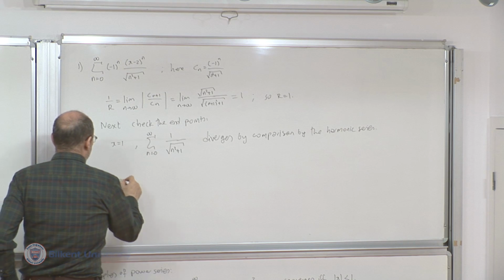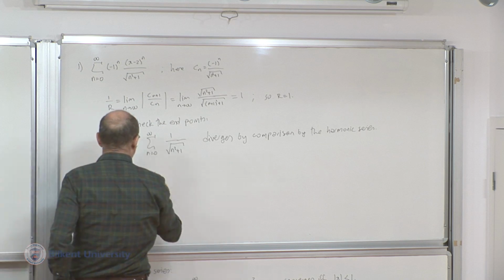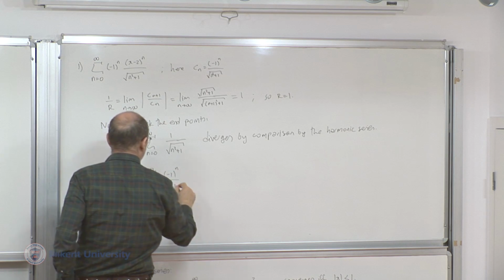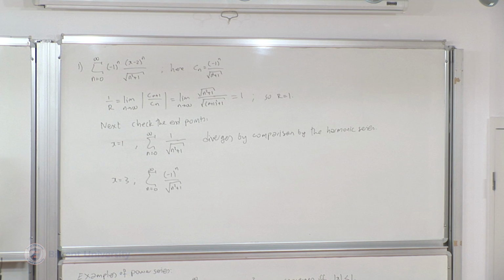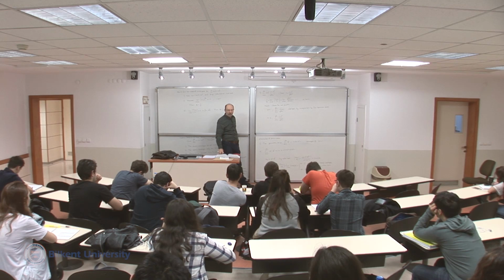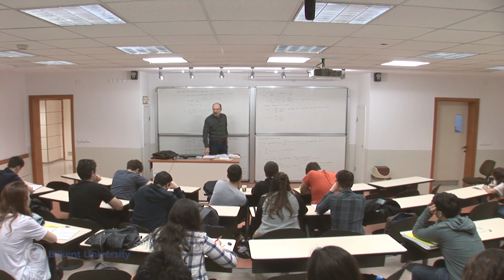Okay, so let's look at the other endpoint. Here, 3 minus 2 is plus 1, so I have only this: minus 1 to the n over square root of n squared plus 1. So somehow this behaves like the alternating harmonic series, so it must converge. But that's not precise. So we have to apply a test that everybody knows, and the conclusion should tell us that it converges. We convince ourselves that it converges because it's behaving like the alternating harmonic series.